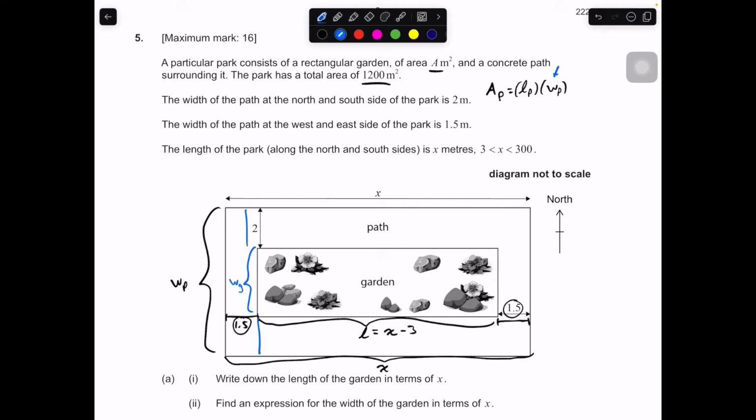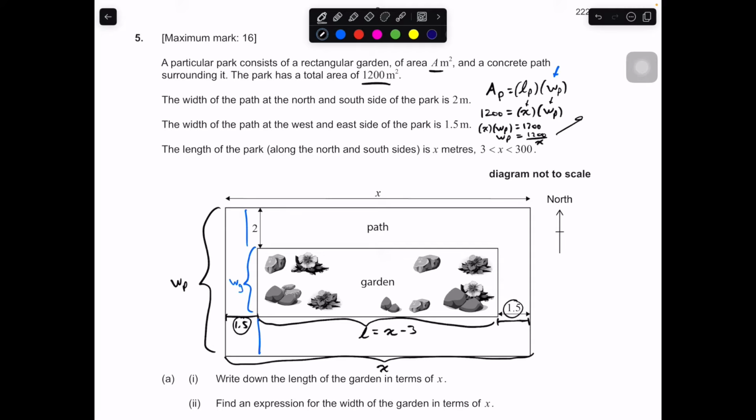So let's see if we can find the width of the park here. Area is equal to 1,200. The length of the park is equal to x, and the width of the park is equal to WP. So we've now got an equation of WP in terms of x. How do we get this by itself? I'm just going to rearrange this. x times WP, width of the park, is equal to 1,200. And what we can do is divide both sides by x, and essentially we have width of the park is equal to 1,200 over x.